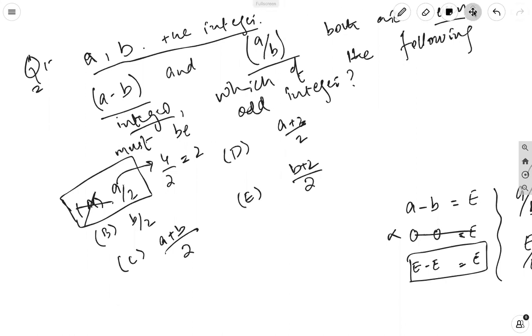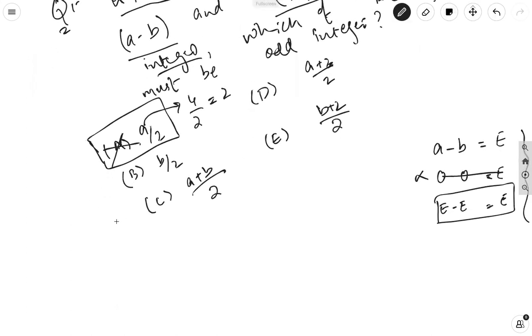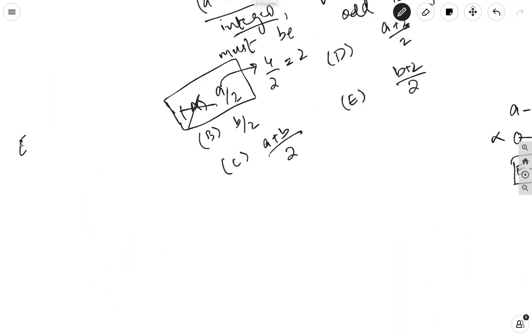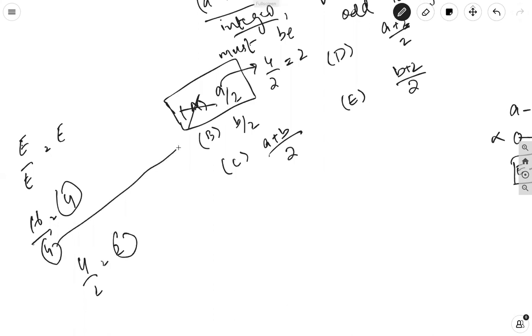Okay, the next one is B by 2. For B, there could be multiple scenarios. Earlier we had even by even, which is even, and if I make two cases of that, let's suppose 16 by 4, this is 4, and 4 by 2, this is 2. Both are even. But if I take 4 by 2, this is 2, and if I take 2 by 2, this is 1. So there are multiple answers, so this is again ruled out. Anyone with me?